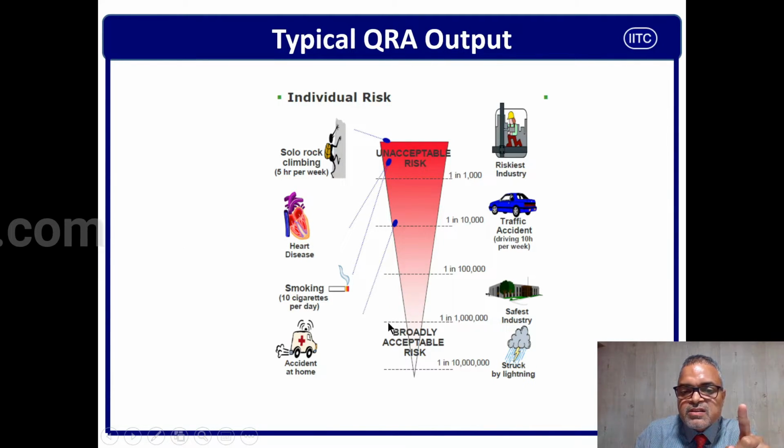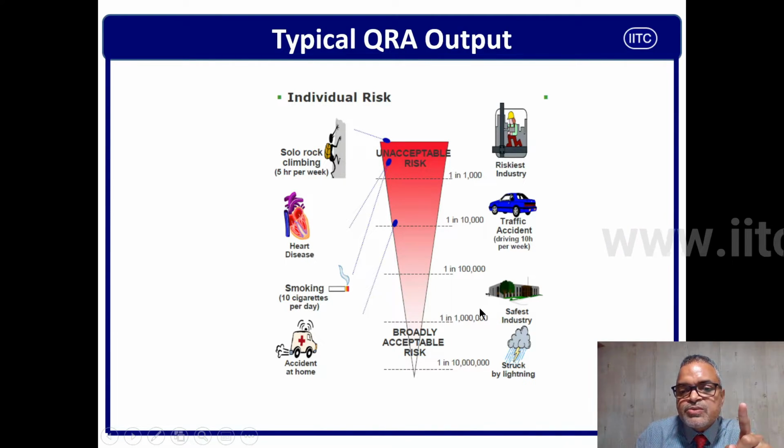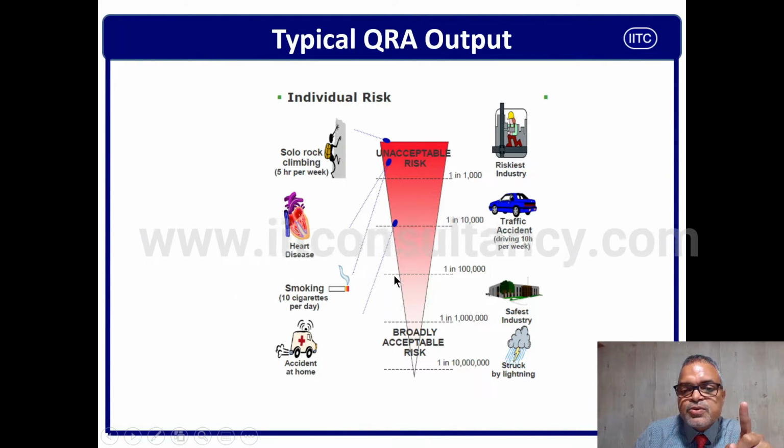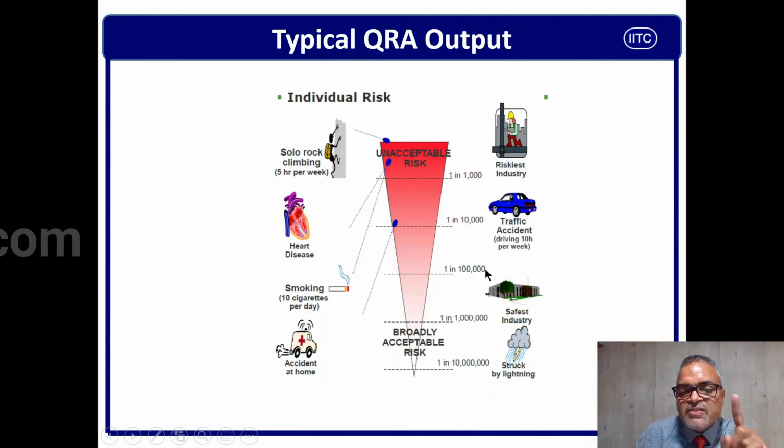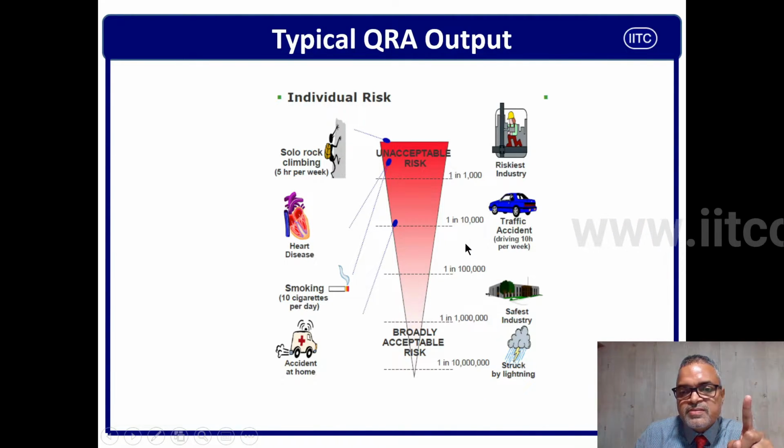Here, the second dotted line says that once in a million, the probability of death is once in a million. If you go a little upper, there are more dotted lines with other numbers. Once in a 100,000: the probability of failure is once in a 100,000.